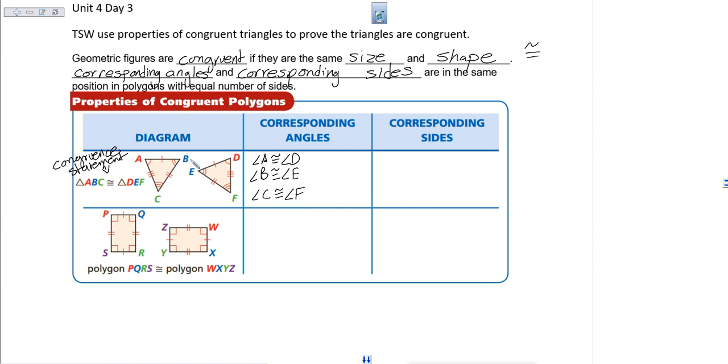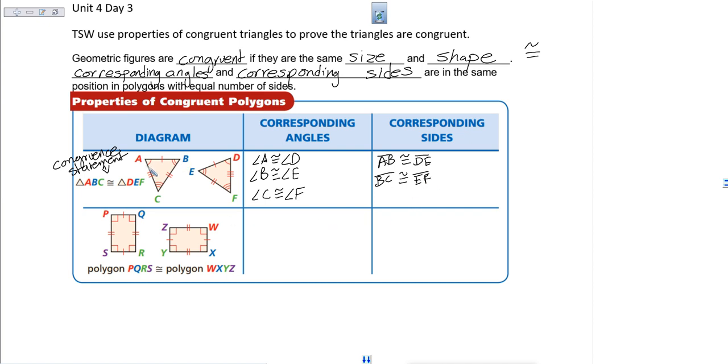Then if you look at your sides, you want the ones that have one tick mark, and then you need to name them by your corners. So segment AB is congruent to segment DE. And yes, order matters on this one because angle A was congruent to angle D and angle B was congruent to angle E. Then you have segment BC is congruent to segment EF. Again, two tick marks, and then look at which angles were congruent. So segment BC congruent to segment EF.